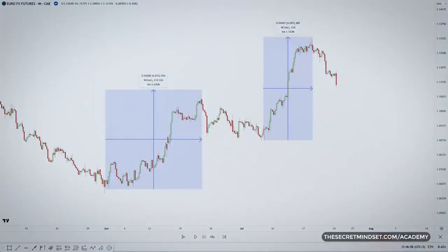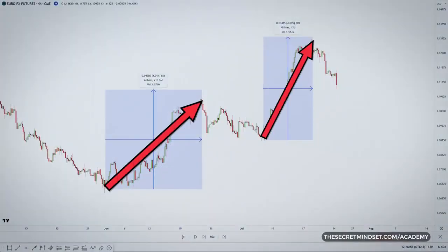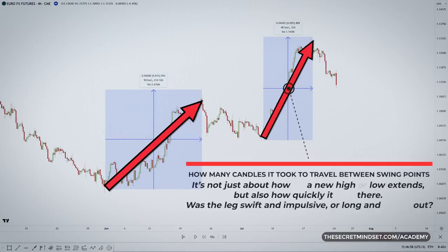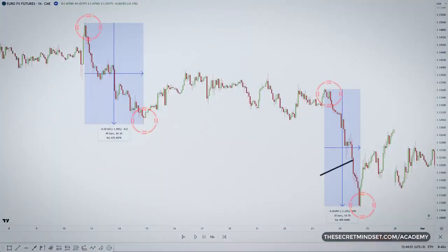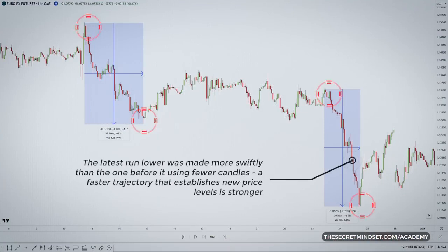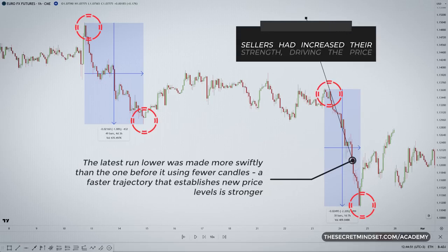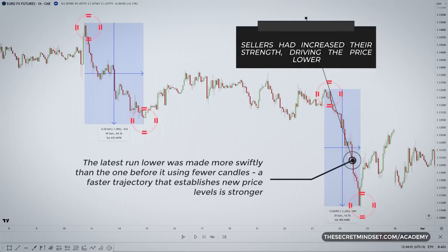And it's not just about how far a new high or low extends, but also how quickly it gets there. Was the wave swift and impulsive, or long and drawn out? When analyzing market structure, one aspect I try to determine is how many candles it took to travel between swing points. A faster trajectory that establishes new price levels seems stronger to me. In this case, you can see that the latest run lower was made more swiftly than the one before it, using fewer candles. That tells me the sellers had increased their strength, driving the price lower.